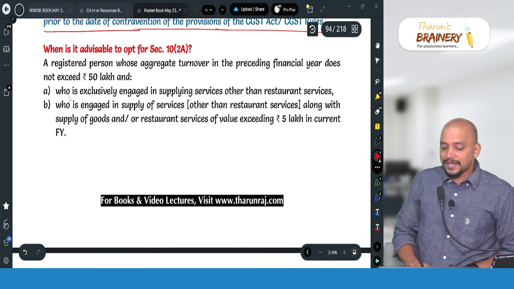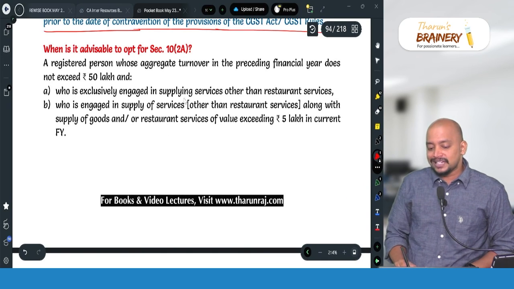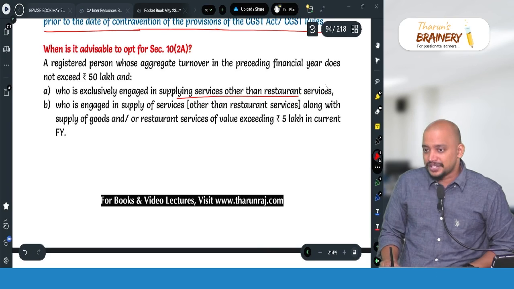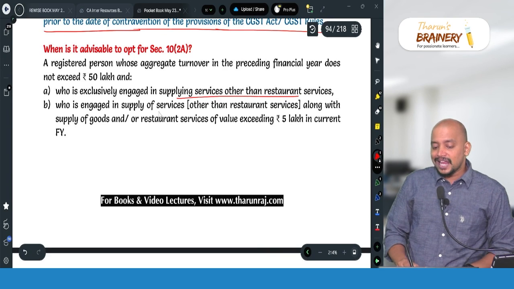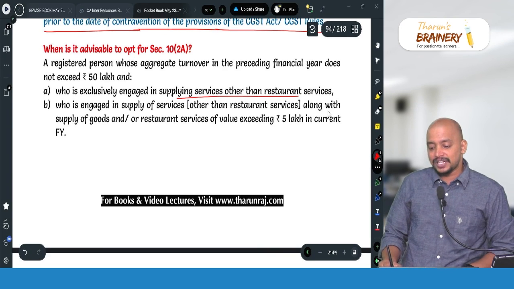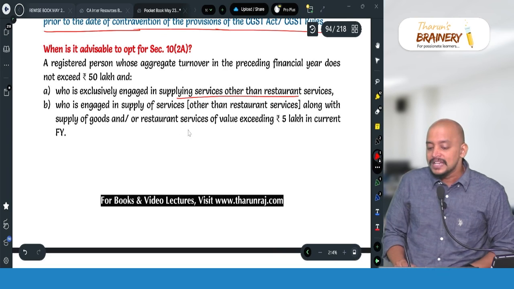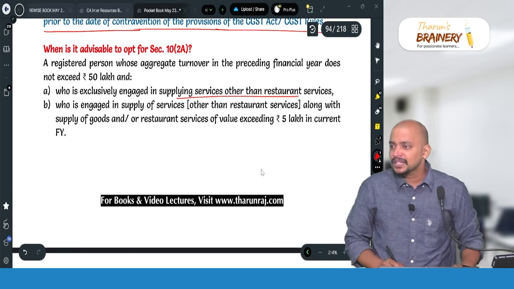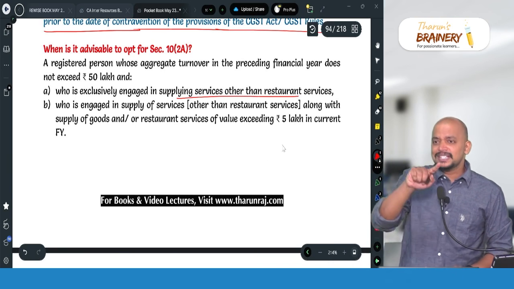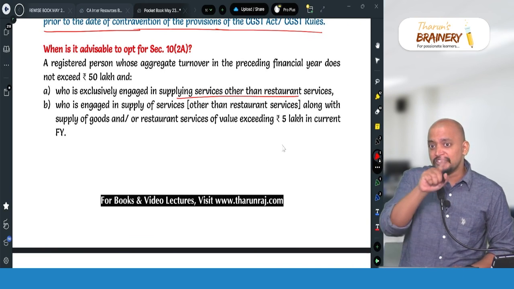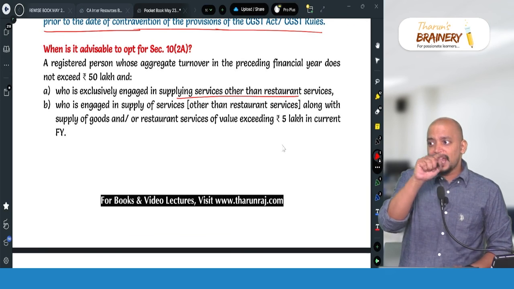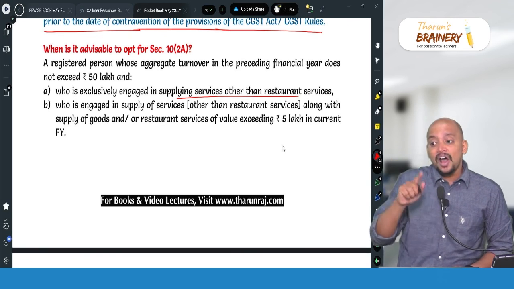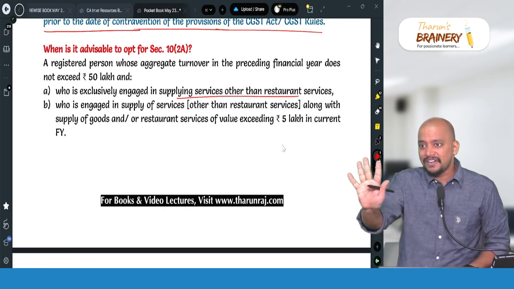Then, when is it advisable to opt for composition scheme under 10(2)(a)? A registered person who is exclusively engaged in supply of services other than restaurant services, or who is engaged in supply of services other than restaurant service along with supply of goods of value not exceeding 10%, or 5 lakhs, in the current financial year. Why? Previous year aggregate turnover should not exceed 50 lakhs. Okay, 50 lakhs into 10% or 5 lakhs, whichever is higher, 5 lakhs.